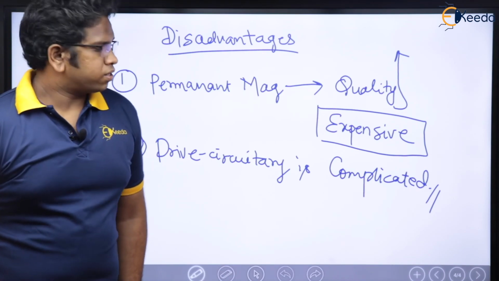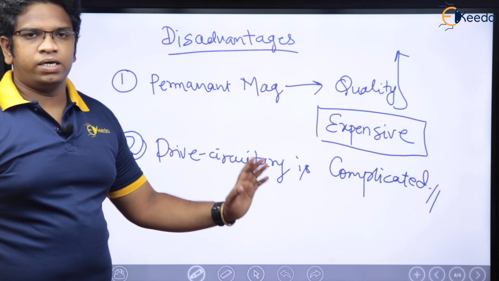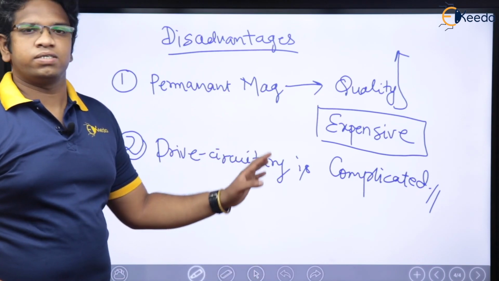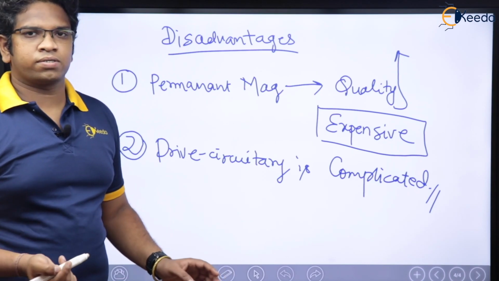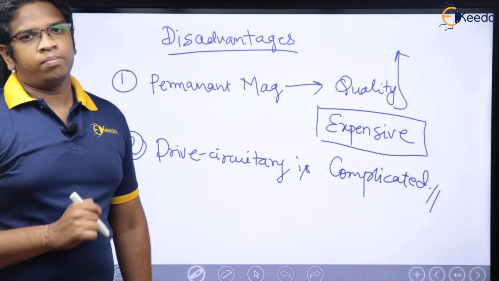Anyway, so this was regarding the structure of the BLDC motor, its classification, and its advantages and disadvantages. Now, after this, we will be talking about the operating principle of the BLDC motor.